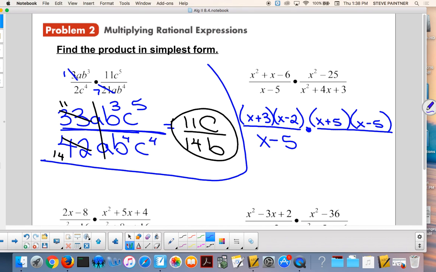Bottom right, Isaac, what'd you get? Nothing? Anna, what'd you get? X plus 3, X plus 1. That times that is 3, that plus that is 4. She got it. Okay, we're done factoring.